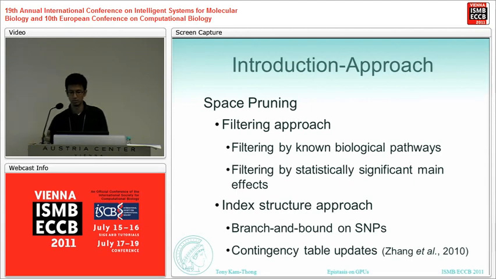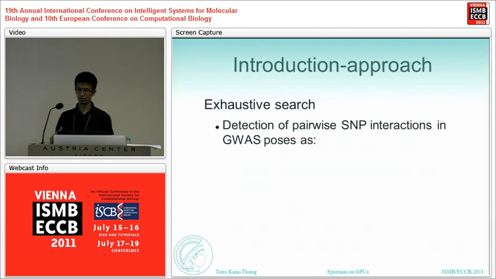The other approach is the index structure approach, at which point they do branch and bound, and they do efficient updates of contingency tables. These were published by Zhang et al. in 2010, but it's still very limited from our perspective because it's limited to discrete values, discrete phenotypes, discrete genotypes. We're interested in dealing with the exhaustive search, so scanning all possible combinations.